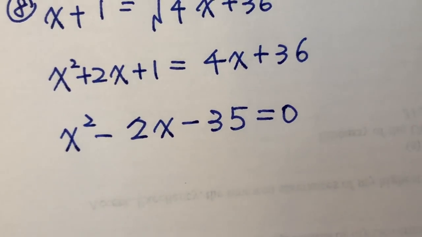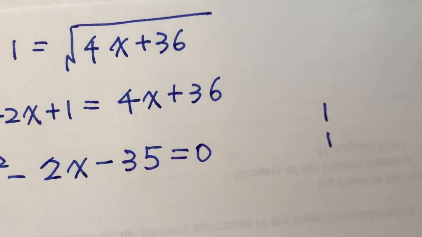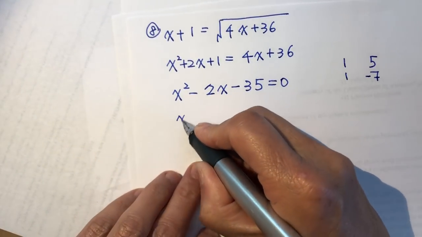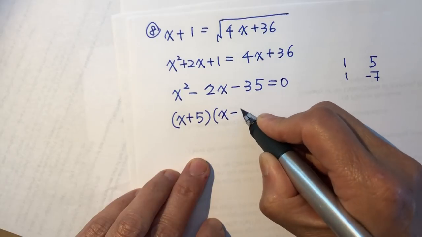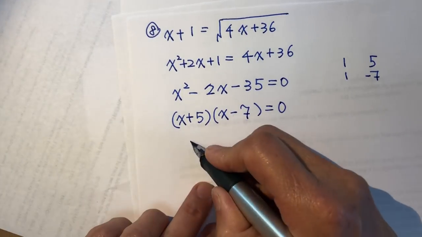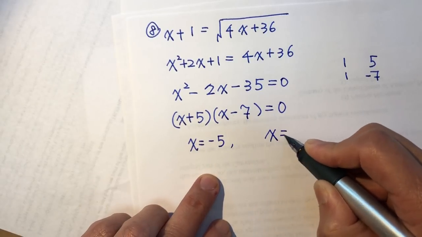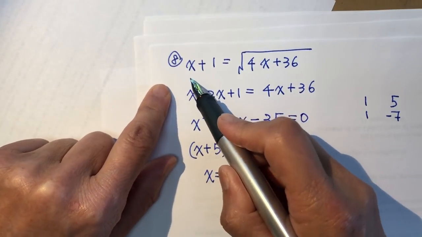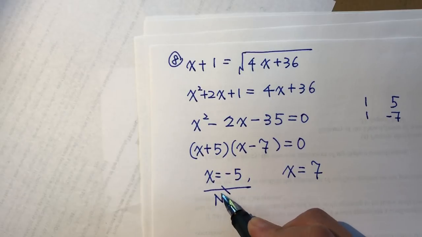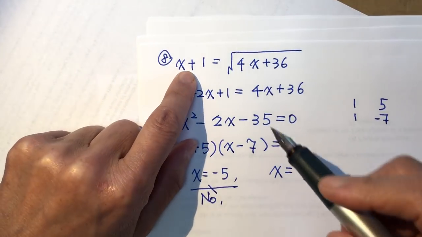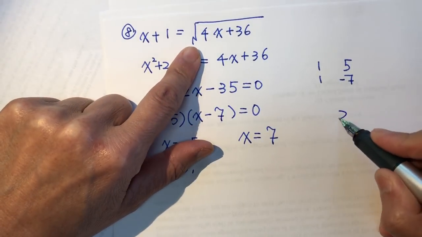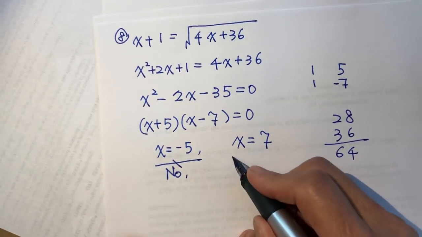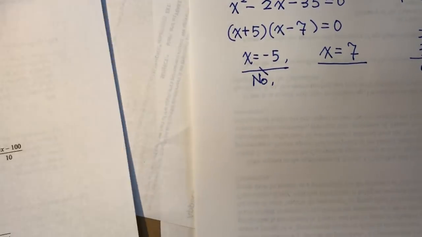Easy peasy. 5 times 7, with one positive and one negative. So (x plus 5) times (x minus 7) equals 0. x equals negative 5 or x equals 7. Put x equal to negative 5 inside: it's a negative number, so this is not good. Now 7: 7 plus 1 is 8. 4 times 7 is 28, plus 36 is 64, and the square root of 64 is 8. So x is 7. That is the right answer.